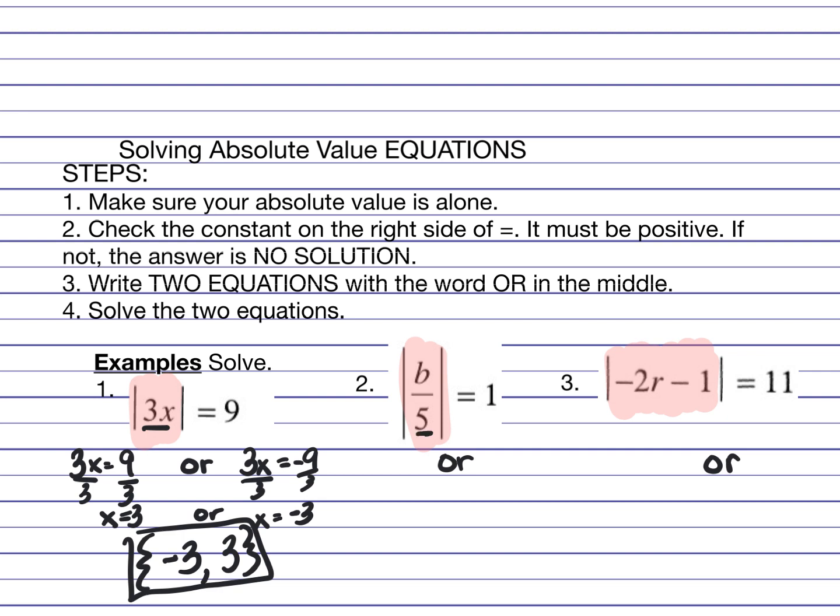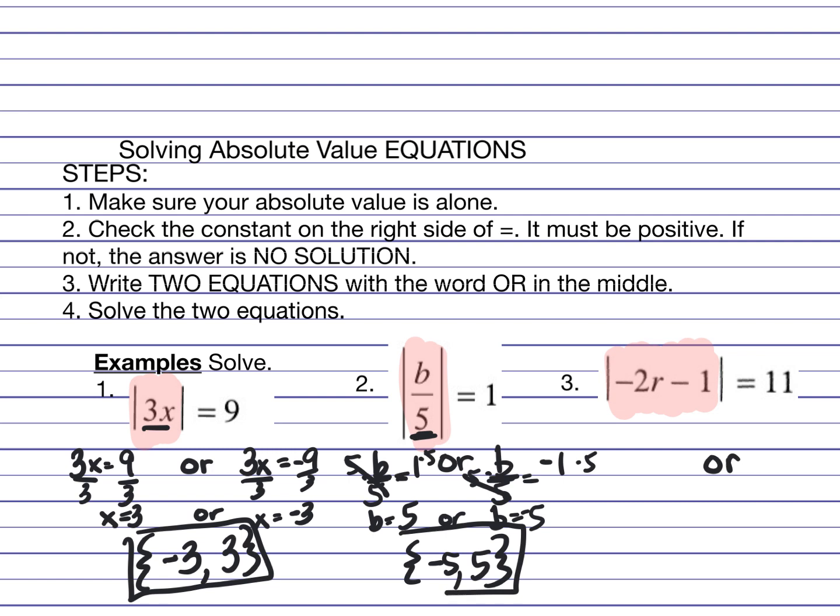Number 2, take what's in the absolute value out, b divided by 5, set it equal to positive 1, or take what's in the absolute value out, b divided by 5 equals negative 1. So you set it equal to a positive and equal to a negative, and then solve. How do I get rid of dividing by 5? I multiply by 5. So b equals 1 times 5 is 5. Or, how do I get rid of dividing by 5? Multiply by 5. So the 5's cancel out. B equals negative 5. So my solutions are negative 5, positive 5, in order from least to greatest.